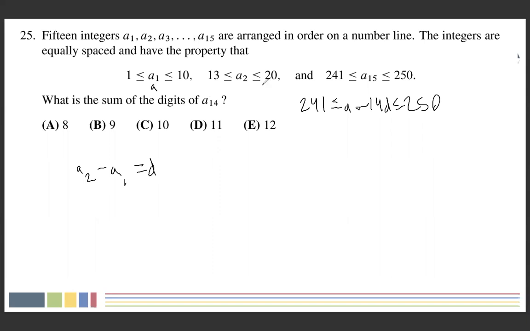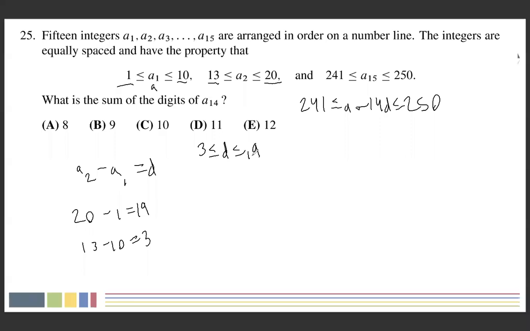So what values can D take on? Well, at maximum, this is when we take the maximum of 20 for A2 and the minimum for A1, which is 20 minus 1, which is 19. And the minimum value for D is 13 minus 10, which is 3. So we have successfully created our bounds for D: 3 less than or equal to D less than or equal to 19.